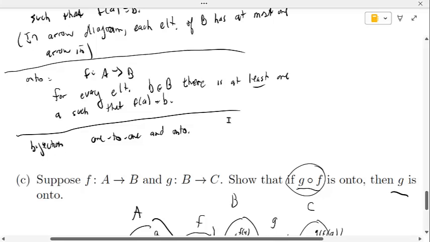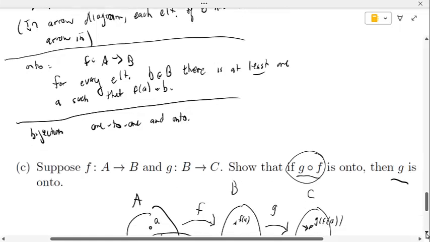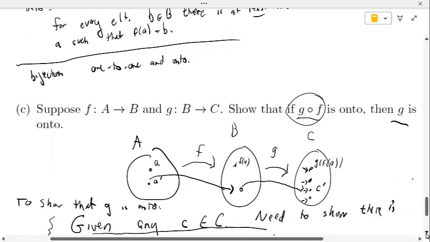draw a picture and see why the property is true. All right. So this one is asking you to show that if G composed F is onto, then G is onto. Right. So here's the picture. What is G composed F? Well, it's F followed by G.